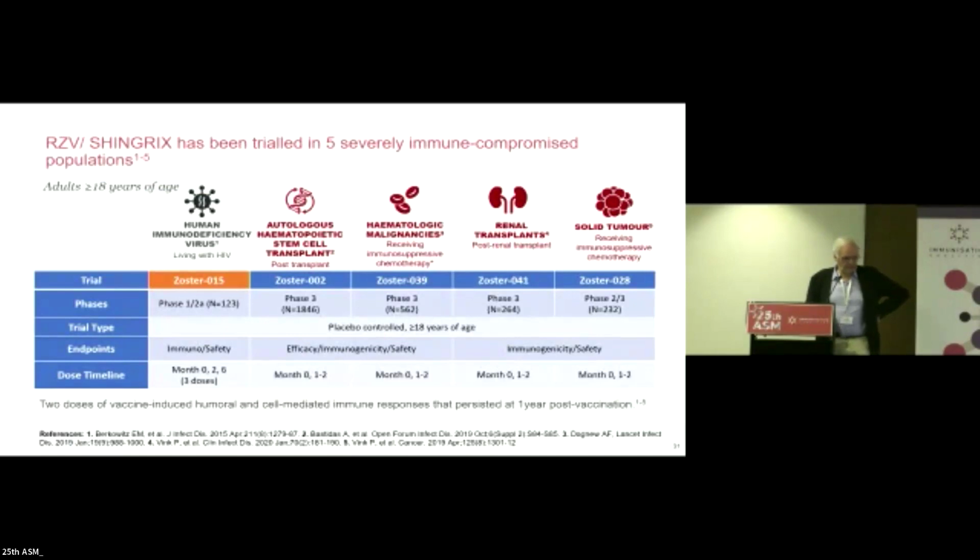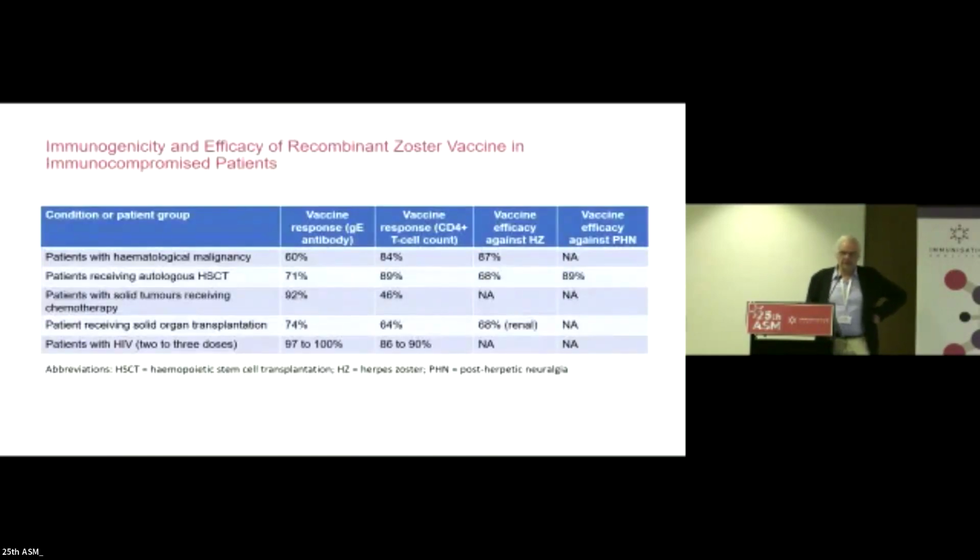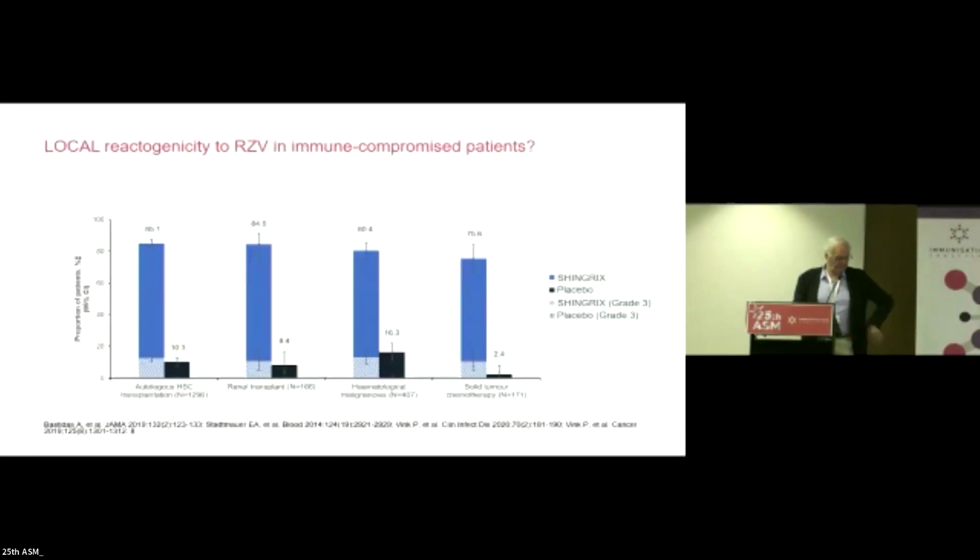There have been 5 trials run. Only 3 of them are phase 3, and the best of them is in stem cell transplantation. When we look at the results, you can see in the panel, second from the right, that in hematologic malignancy, 87% efficacy, 68% with stem cell transplant, and about 68% with renal transplant. We need longer follow-up, and we need phase 3 trials in the other groups that haven't been tested as yet.